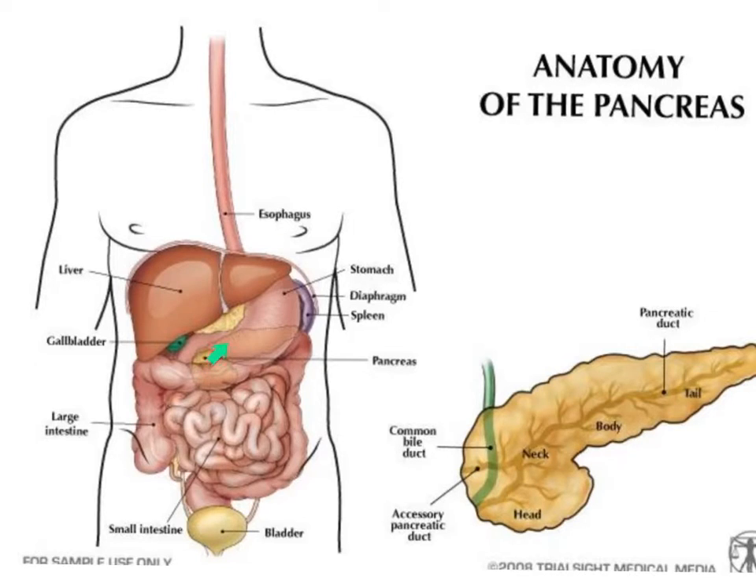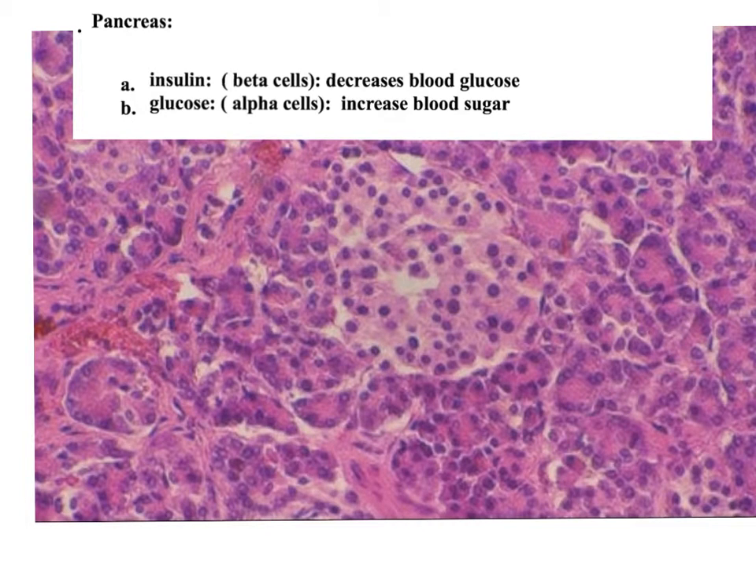The pancreas is located behind and inferior to the stomach and has both endocrine and exocrine functions. Thus, it's called a mixed gland. Abnormalities of the pancreas are associated with various forms of diabetes. The endocrine portion of the pancreas consists of clusters of cells called the islets of Langerhans, and that's this lighter area right here on this slide.